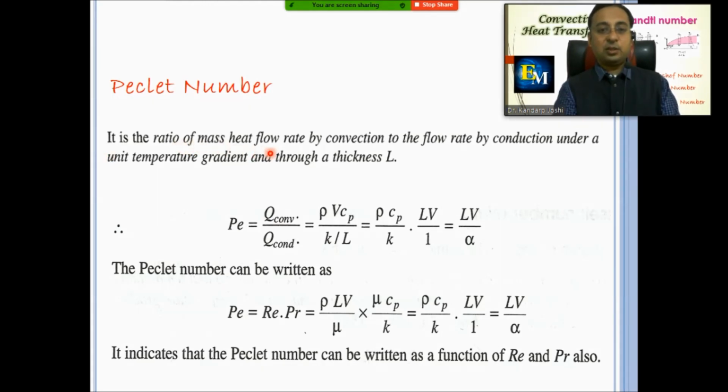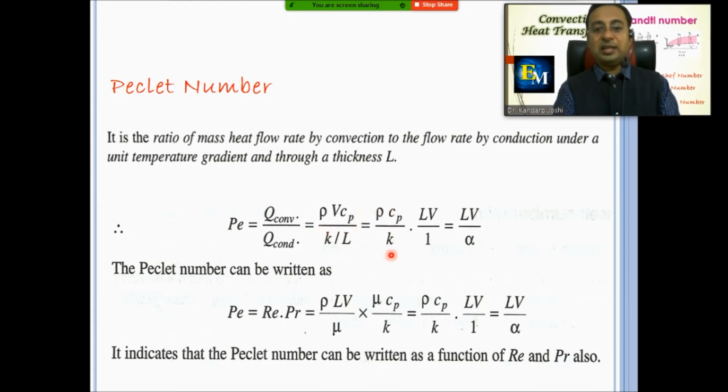Now next is the Peclet number. It is the ratio of mass flow heat rate for the convection to the flow rate by conduction under the unit temperature gradient through the thickness L. We have discussed these terms in the Nusselt number, right? So it is rho v Cp as discussed in the previous number, and k by L, because delta T is unit, right, and area is unit.